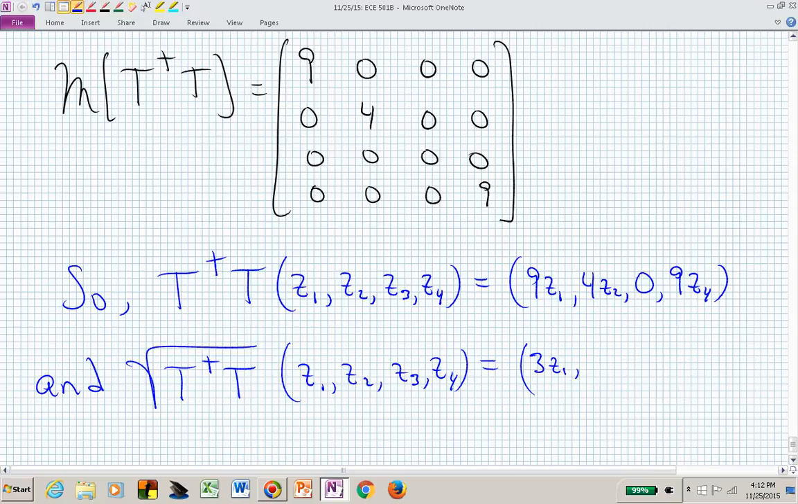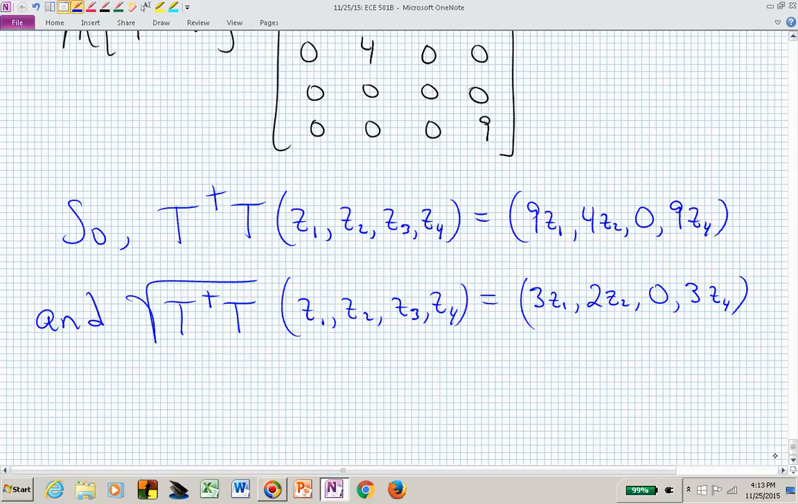and end up with scaling the first component by 3. The second component, again, we're taking the positive square roots, by definition of the positive square root of T dagger T. And now what are the eigenvalues? I'm not showing you maybe what the square root of T dagger T is in terms of a matrix representation, but I think you can see that that's just this diagonal matrix with 3, 2, 0, 3 along the diagonal.